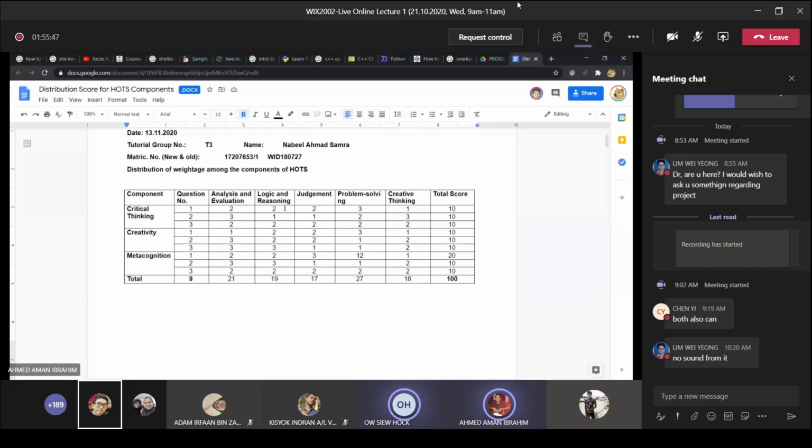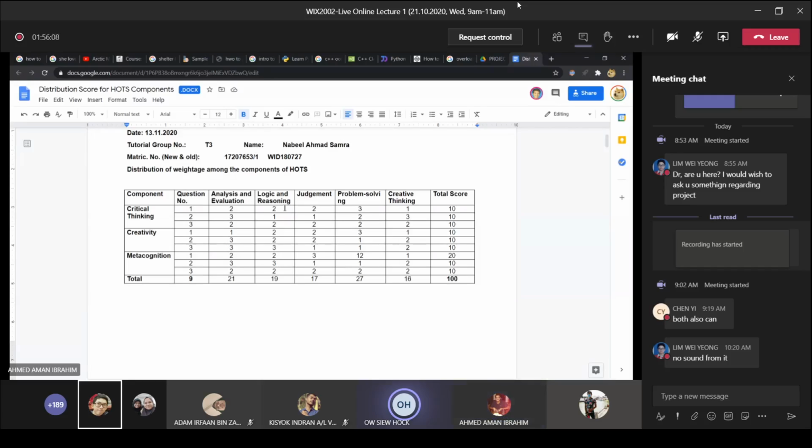Question number 1, critical thinking. The person assigned marks for analysis and evaluation, you put 1. That means one student assigned marks for this component, for this item here. Logic, reasoning, okay, 1 student. Judgment, 1 student. That is the first student's answer. This person got all, okay, the score spread out over all the 5 things here. Then you just put 1, 1, 1.